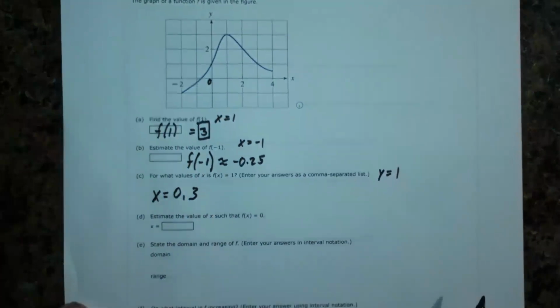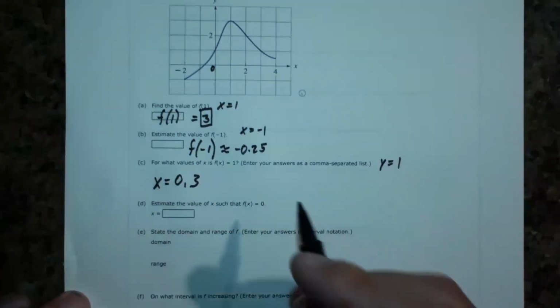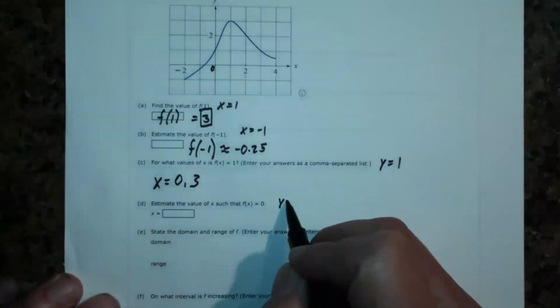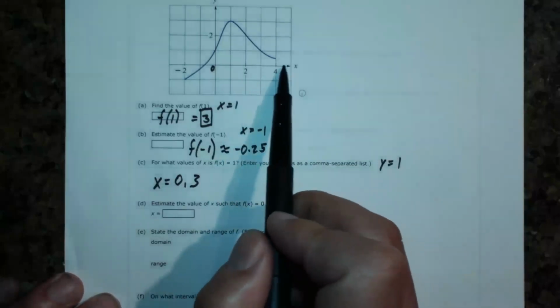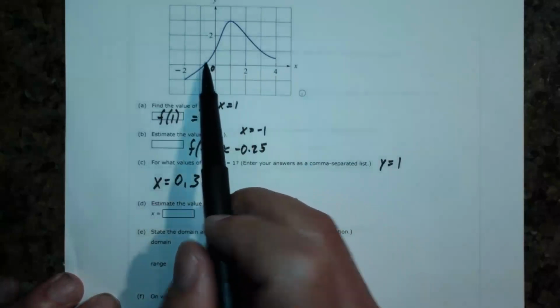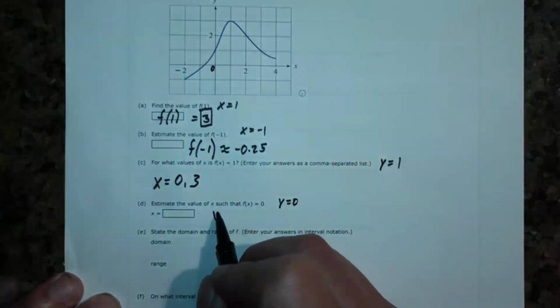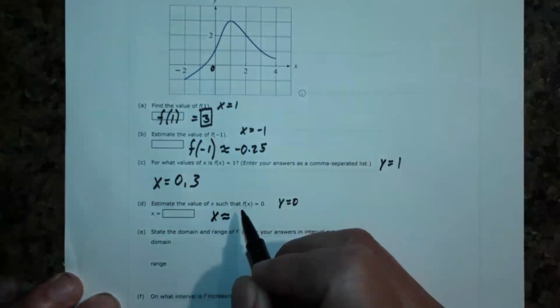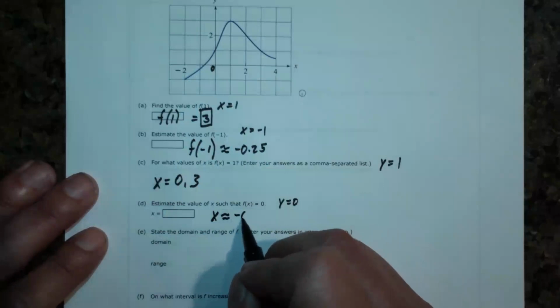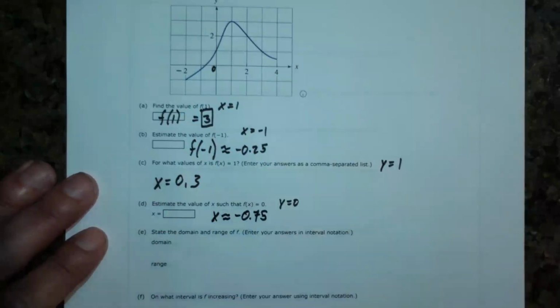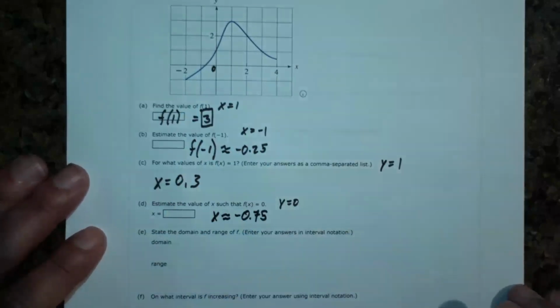We're going to estimate the value of x such that f of x equals 0. So again, when y equals 0, what is x? So when y equals 0, that's the x-axis. We're estimating here. I'm going to say that's about negative 0.75. Maybe negative 0.8, maybe you see negative 0.6, whatever you think. As long as we're within the ballpark there.